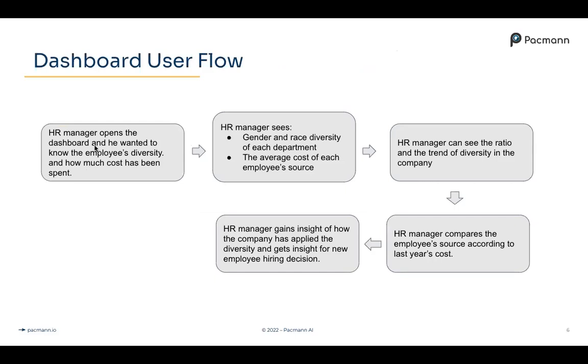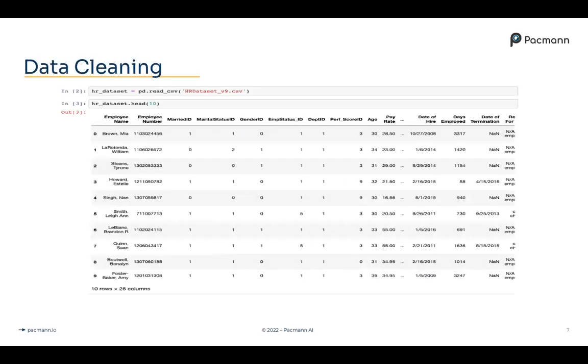So here's the user flow. The manager opens the dashboard and wants to see the gender diversity and the average cost of each employee source. Then the HR manager can see the ratio and the hiring trend of diversity in the company. Then the HR manager compares the employee sources according to last year's data. At the end, he gains insight into how the company has applied diversity and gets insight for new employee hiring decisions. For data cleaning, I chose to use Jupyter Notebook.